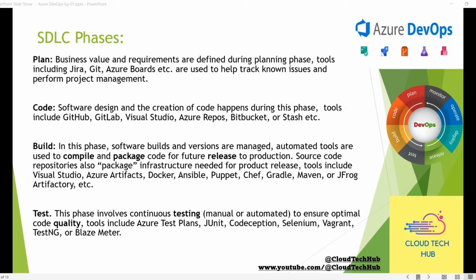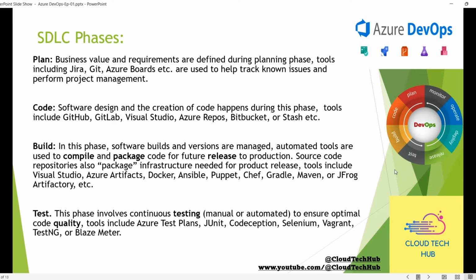Planning is the first phase of the software development lifecycle. In the planning phase, business value and requirements are defined. In the second phase, coding, software design and the creation of code happens. There are various tools that are used for coding, such as GitHub, GitLab, Visual Studio, and so on.